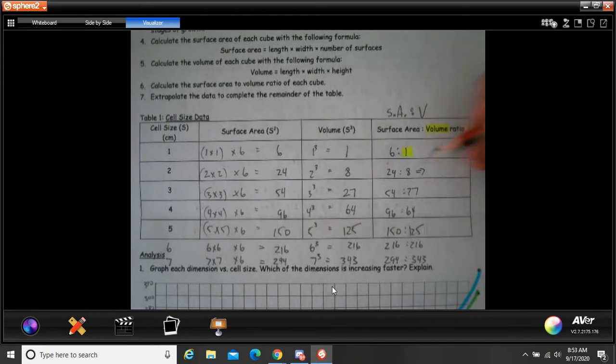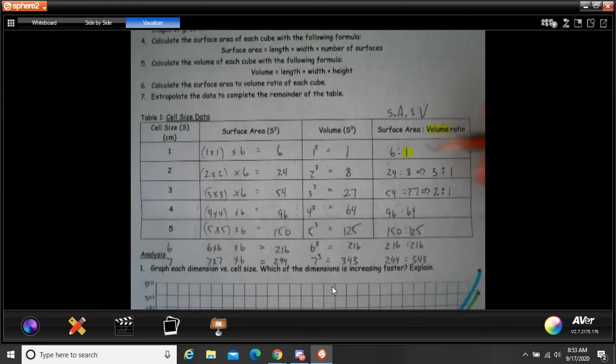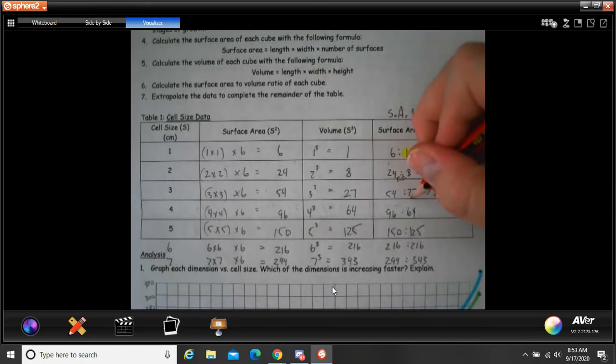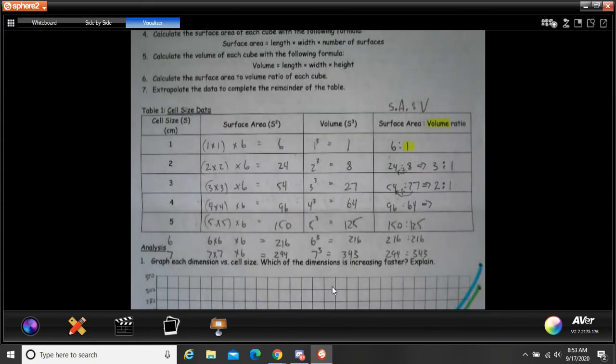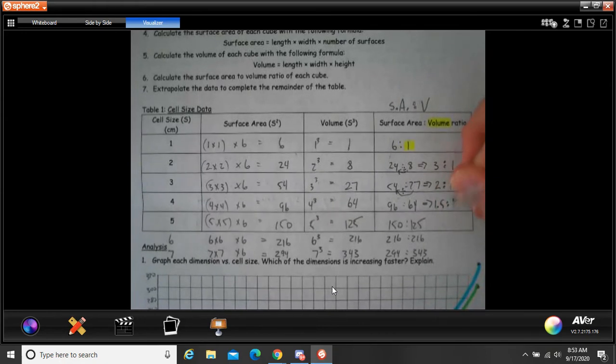So I'm going to switch this one over here. I'm going to divide by 8. So this would be 3 to 1. I'm going to divide by this one here. This one is going to be 2 to 1. I'm just dividing this number by this number. So this one gets divided by that number. This one gets divided by that number. Okay. And this one, I believe, is 1.5. Let me just quickly check that. So 96 divided by 64 is 1.5 to 1.